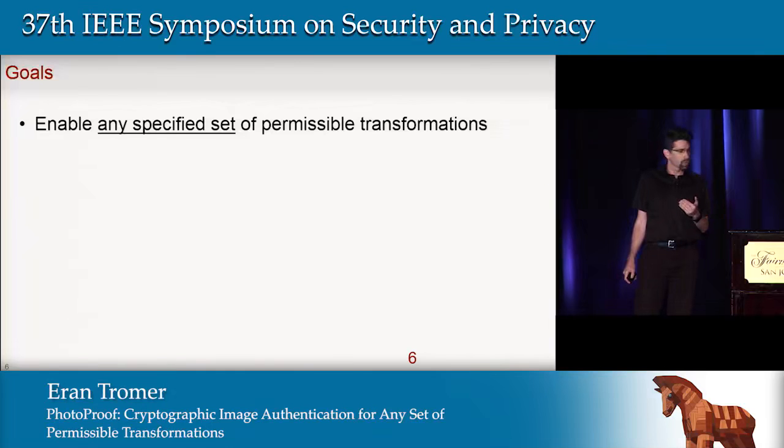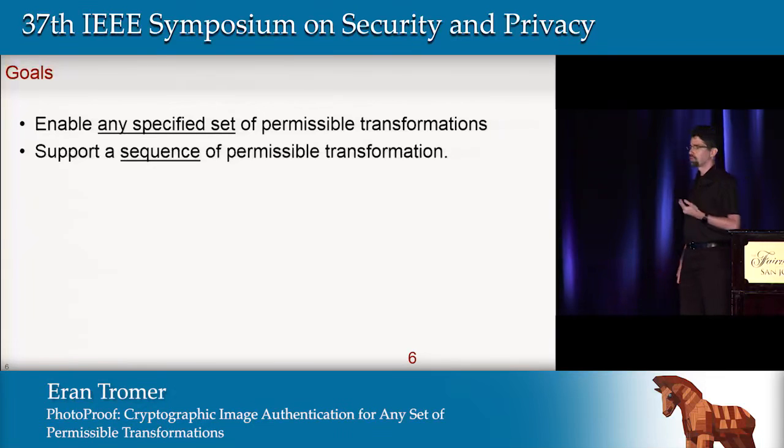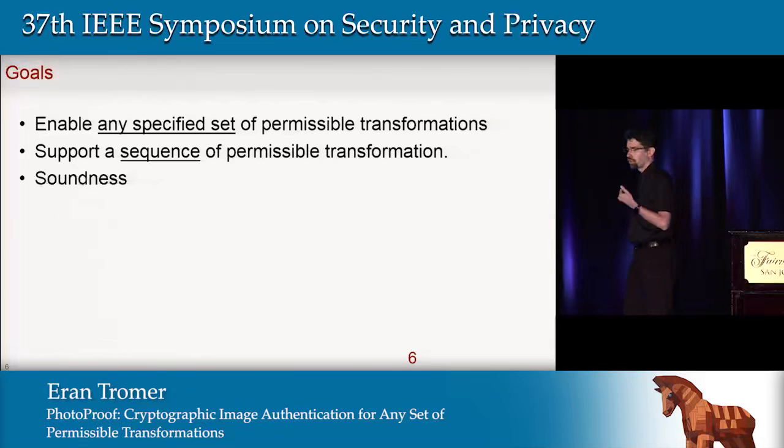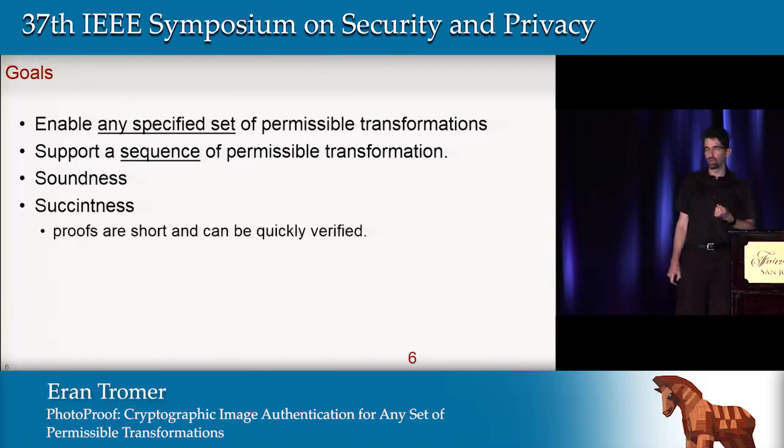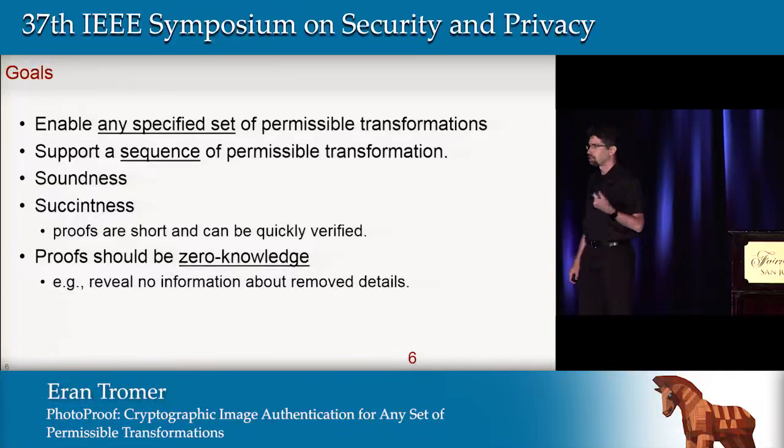Moreover, we would like to allow repeated editing. After cropping, maybe some brightness adjustment, some rotation. All of these will preserve the authenticity of the image. And we want to preserve soundness in the sense that images will pass verification if and only if they resulted from a series of permissible transformations. For efficiency, we want succinctness, meaning that proofs are small and can be quickly verified. And often we also want the proofs to be zero knowledge in the sense that they do not reveal anything about the final image other than its authenticity in the affirmation sense.